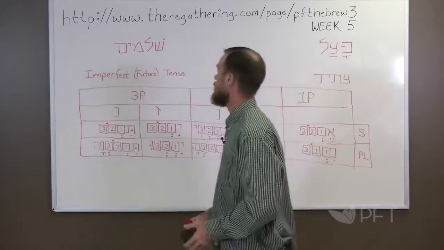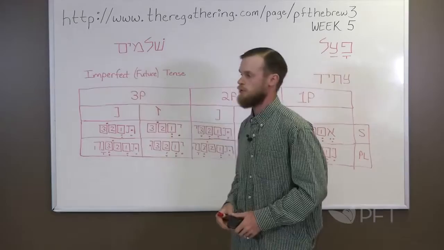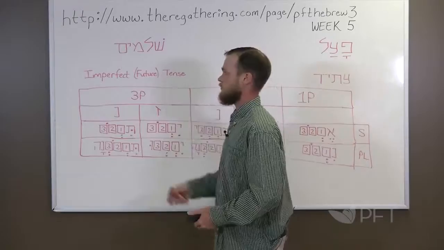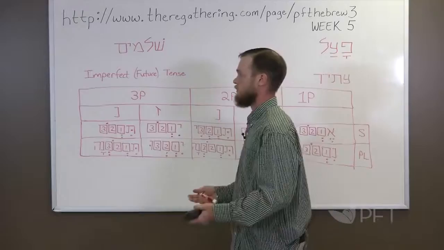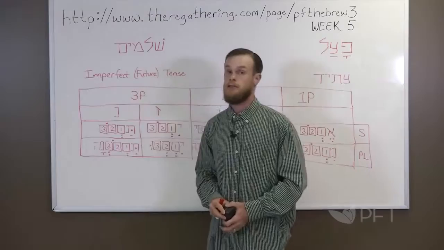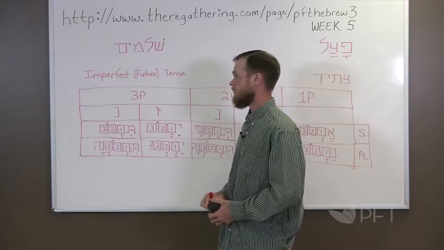The future tense is also referred to as the imperfect tense. It's referred to primarily that way in studies of ancient Hebrew. You'll remember the past tense was referred to as the perfect tense. So past and future, or perfect and imperfect. Perfect represents an action that is complete, and imperfect means that the action in question is not yet complete. So it doesn't mean exclusively future, but it can mean something that's in the process of happening and just is not finished yet.